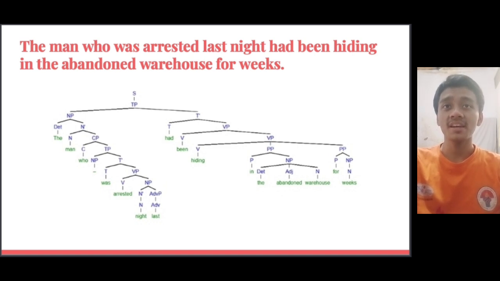The noun phrase, the abandoned warehouse, the object of the preposition in. The determiner, the, specifies the noun warehouse. Adjective, abandoned, modifies the noun warehouse. Noun, warehouse, the head noun of this noun phrase. Prepositional phrase, for weeks, modifies the verb hiding, indicating duration. A preposition, for, introduces the duration. Noun phrase, weeks, the object of the preposition for. And the noun weeks, the head noun of this noun phrase.